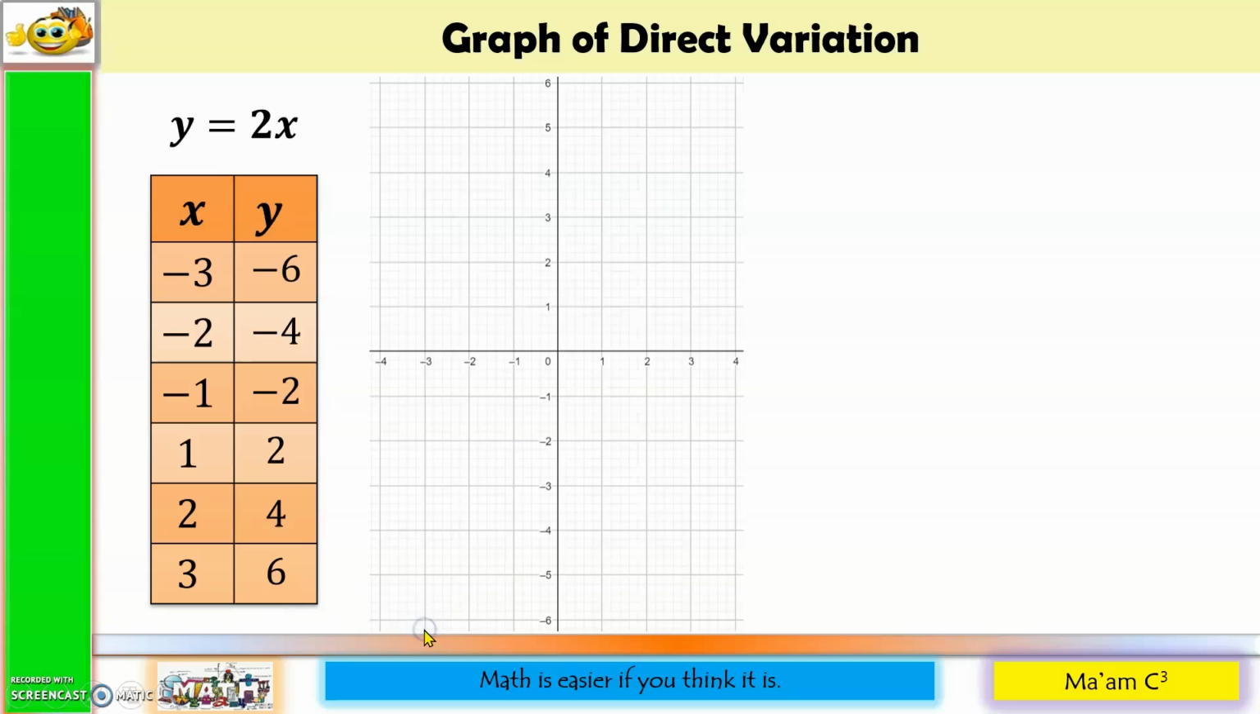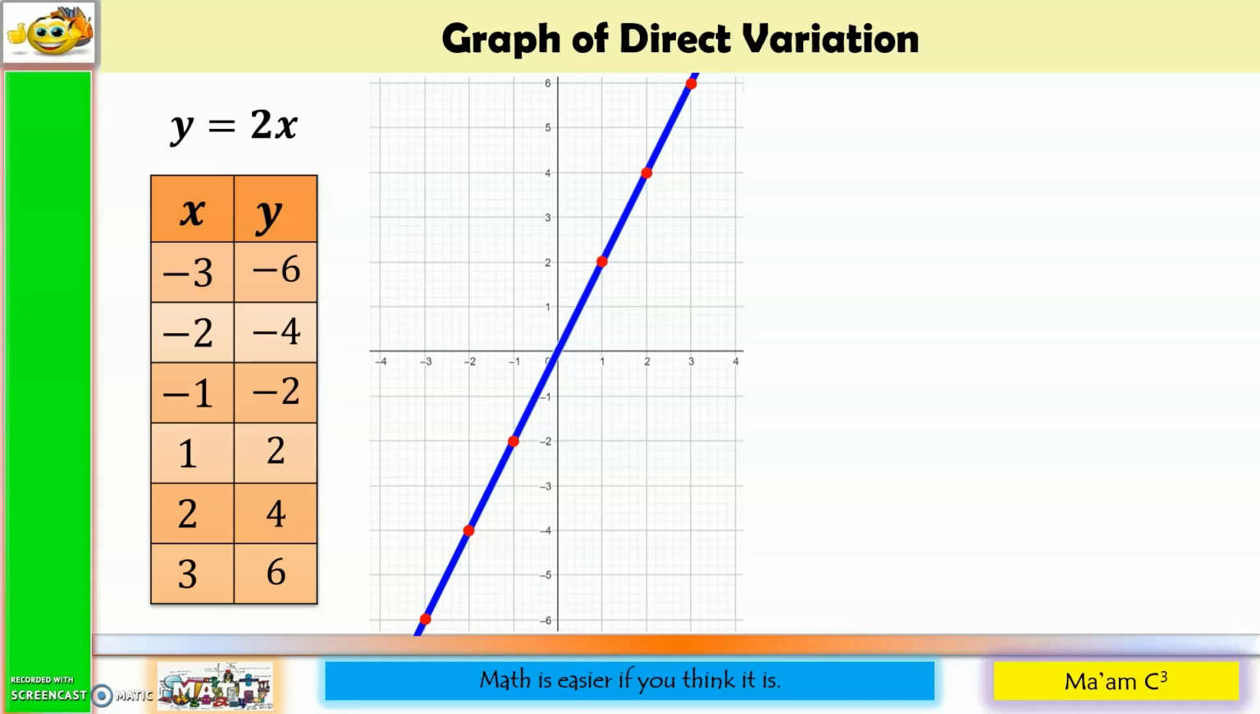Now let us graph this one. So we have (negative 3, negative 6), then (negative 2, negative 4), (negative 1, negative 2), (1, 2), (2, 4), and (3, 6). Now let us connect the points. And this is the graph of a direct variation.